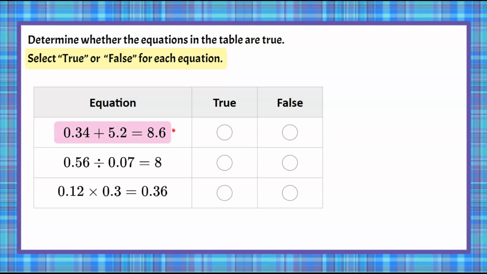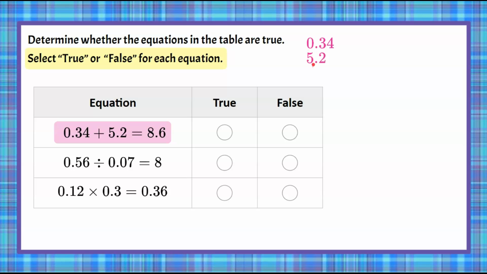We're going to start with the first equation, which states that 0 and 34/100ths plus 5 and 2/10ths is equal to 8 and 6/10ths. So the best way to check whether it's true or false is to do it ourselves. So let's review how to add decimals. We're going to start by writing the first decimal value. Then we're going to write the second, lining up the decimal points.